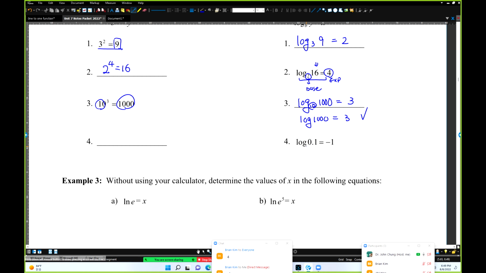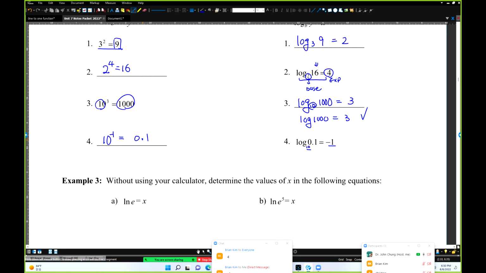0.1 is also like that. There's no base number written because it's a common log, so the base is 10. This is the base, this is the exponent. 10 to the negative 1 equals the power 0.1, right? That is true. Are you guys okay with this?